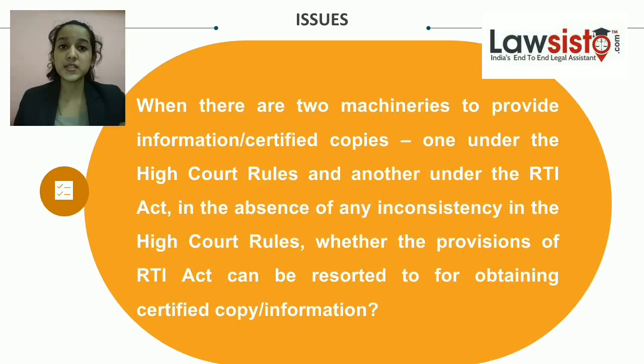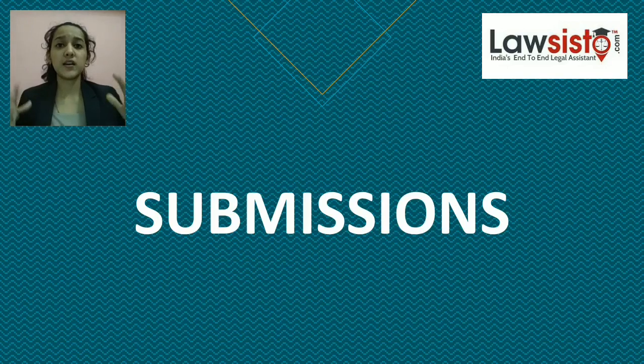The second issue was, when there are two machineries to provide information or certified copies, one under the High Court rules and another under the RTI Act, in the absence of any inconsistency in the High Court rules, whether the provisions of the RTI Act can be resorted to for obtaining certified copy or the information. Here, the major issue was the consistency between the rules and the Act. So, let's look into the submissions.